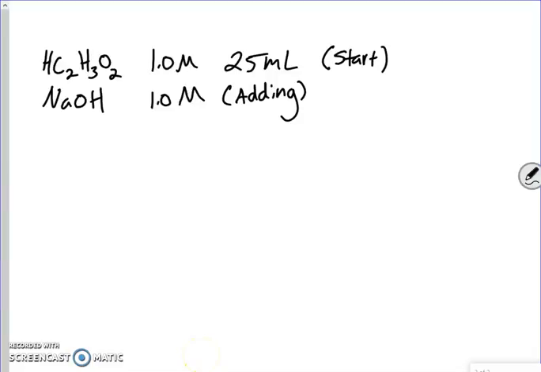Alright guys, in class today we worked on titration problems, looking at how they work and what they do. What I want to do is spend a little more time breaking down the math and what's going on in that math, or why we're doing that math for the different pieces of a titration.